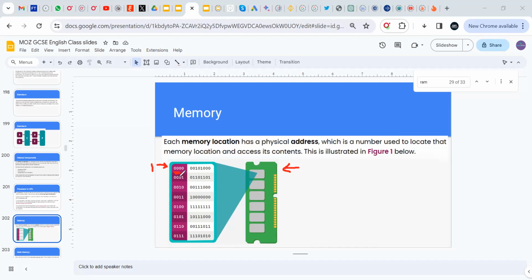We just need to understand two things. There is an address part, and there is a part where we can store the information. And of course, everything stored inside the computer is always ones and zeros.